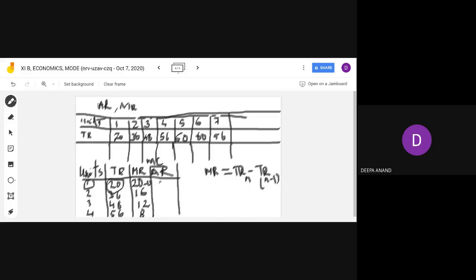The first one will be 20. 36 by 2 will be 18. 48 by 3 is 16. Then 56 by 4? 14. Then 60 by 5? 12. 60 by 6? 10. 56 by 7? 8. Right? Will you answer?